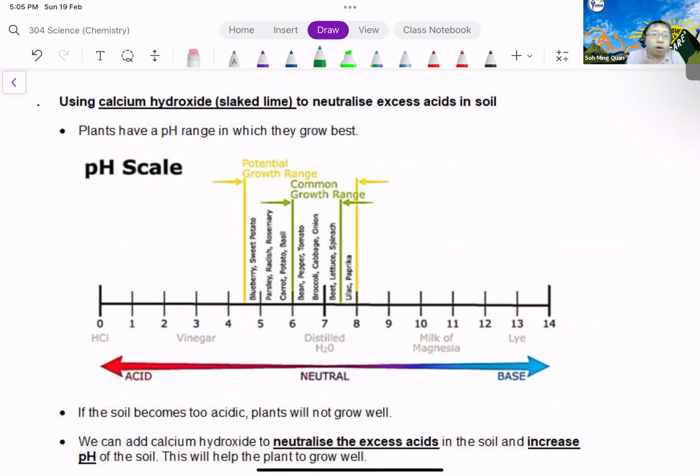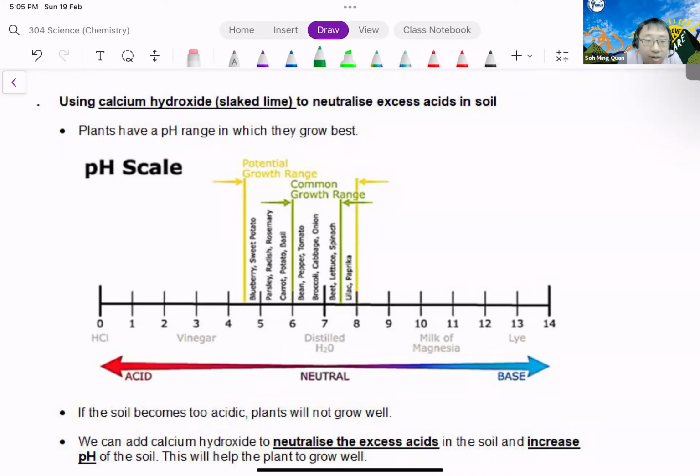Just like you, your blood must be a certain pH. If not, you also won't survive. Your organs won't function. So similarly, plants are the same. Plants grow in soil. The soil must be of the correct pH. Now, very often, soil tends to be acidic. But plants don't grow well in acidic soil.